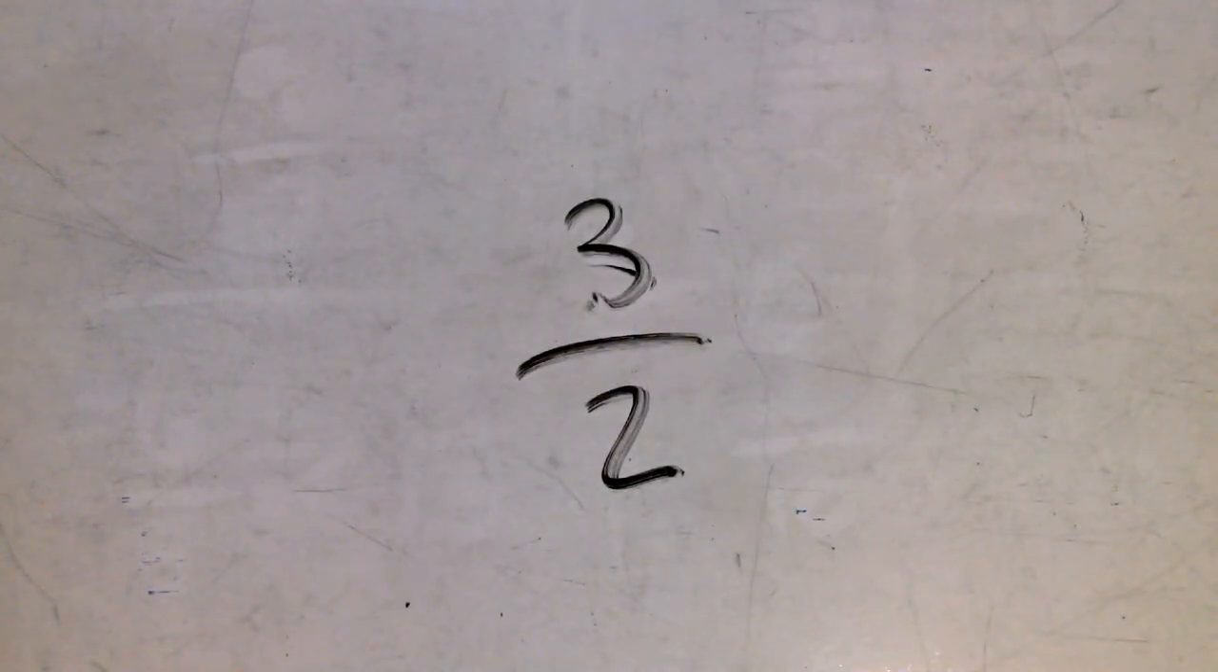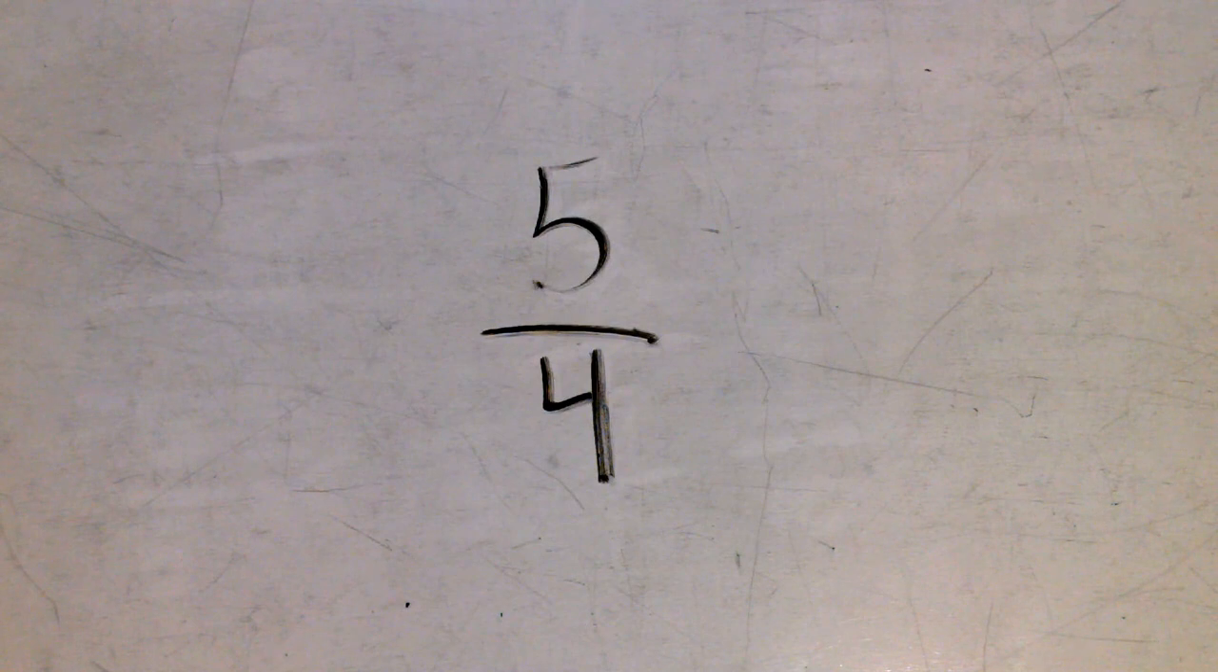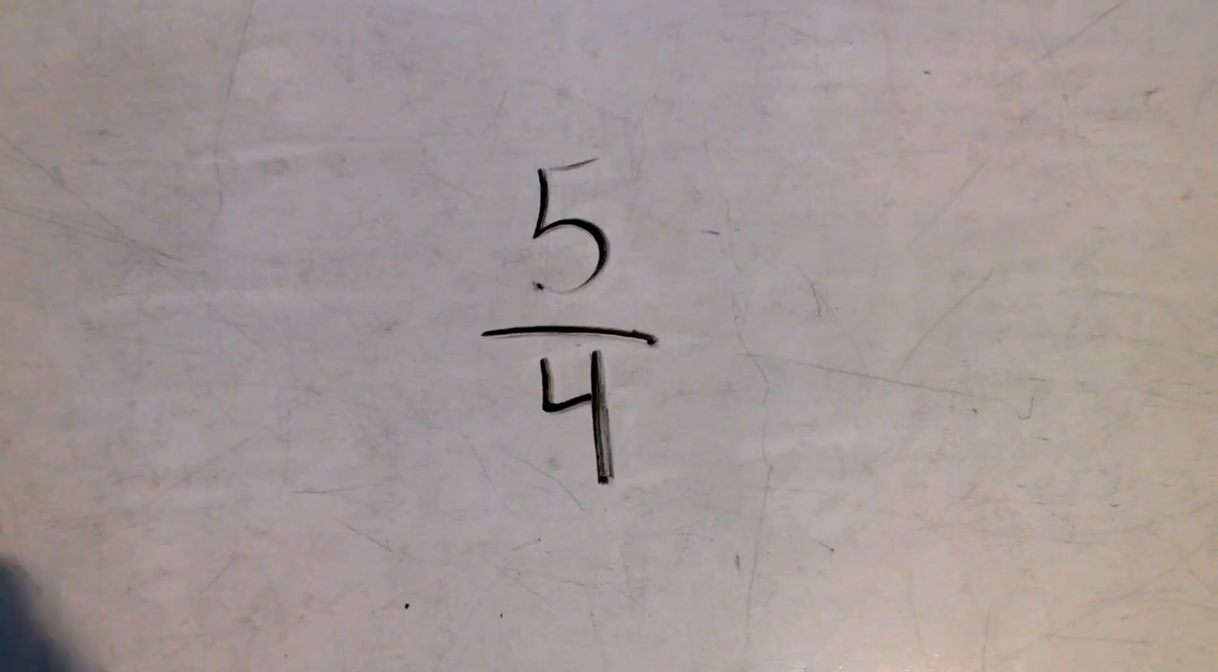Ready? 3, 2, 1, go. You should be standing right now. 3/2 is bigger than 1. Our next one, 5/4. 3, 2, 1, go. You should be, drum roll, standing right now. Do a little jump if you're standing.